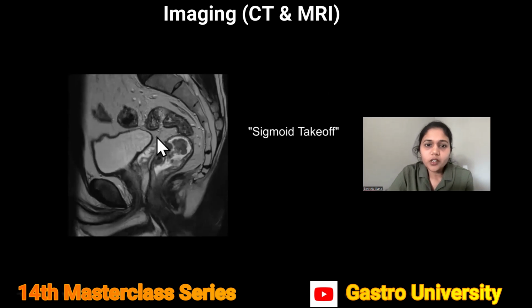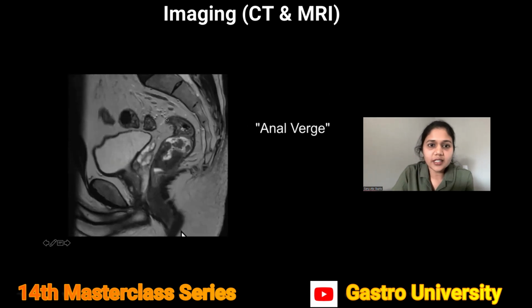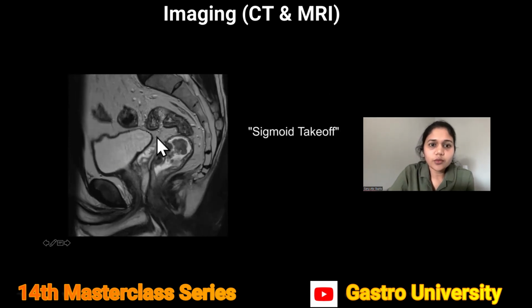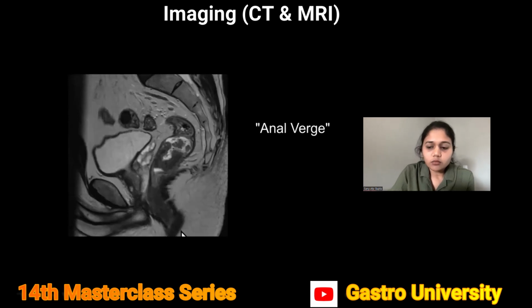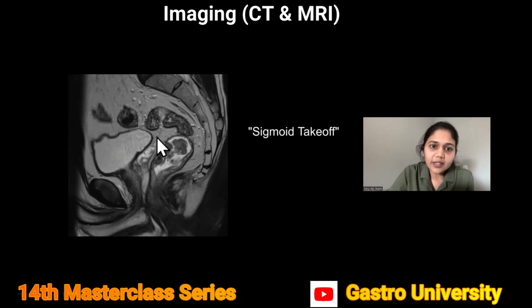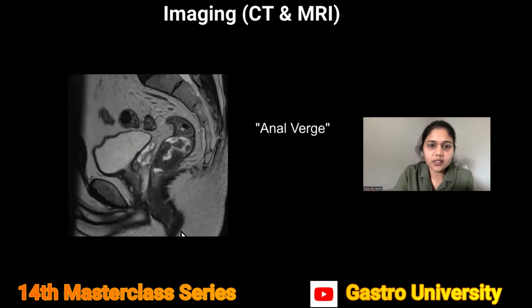The sigmoid takeoff, how do we define that? When the vertical part of the rectum becomes horizontal. This is more obviously seen on the axial scans, but here also with the anterior peritoneal reflection where it attaches to the anterior rectal wall. And much above that will be the sigmoid colon. That's the peritonealized part. And the anal verge: the anal verge is the lowermost hypointense line, and that would be easily seen on the sagittal oblique scans.